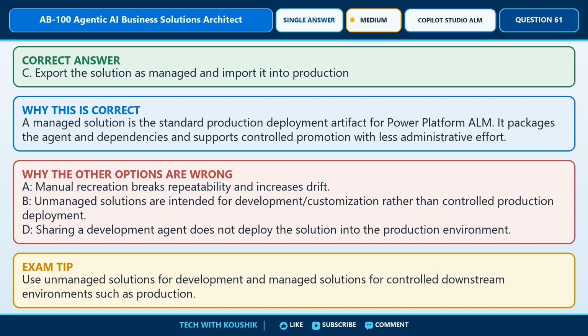The remaining options fail one or more requirements because A. Manual recreation breaks repeatability and increases drift. B. Unmanaged solutions are intended for development/customization rather than controlled production deployment. D. Sharing a development agent does not deploy the solution into the production environment. A useful exam pattern is this. Use unmanaged solutions for development and managed solutions for controlled downstream environments, such as production.